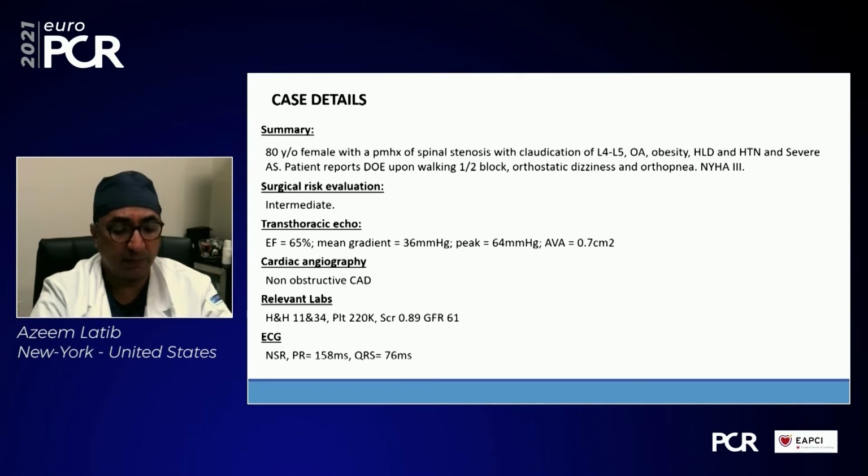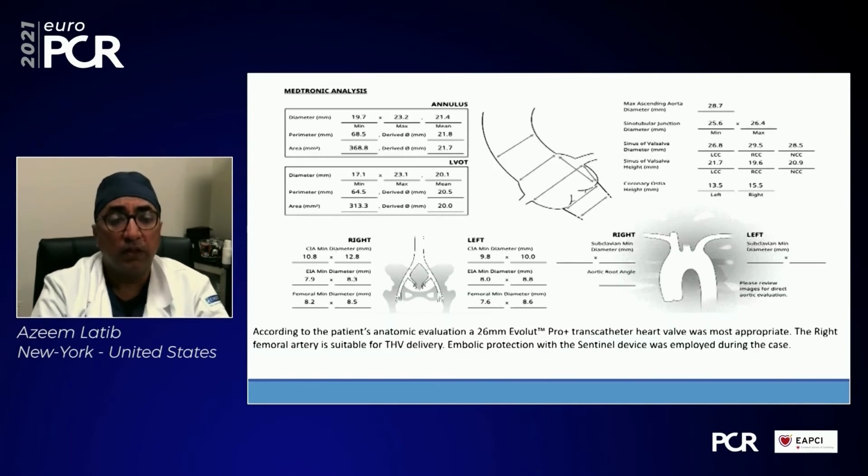So this is her CT evaluation, which shows, if we look at her annulus, she has a perimeter of 68.5, which gives you a perimeter-derived diameter of 21.8, a mean diameter based on minimum and maximum diameter of 21.4, and her area of the annulus is 368.8. Left ventricular outflow tract gets slightly smaller.